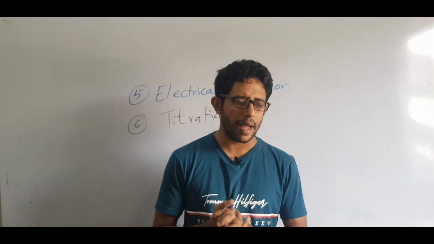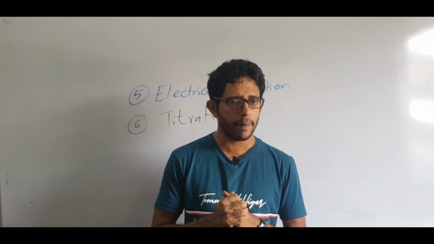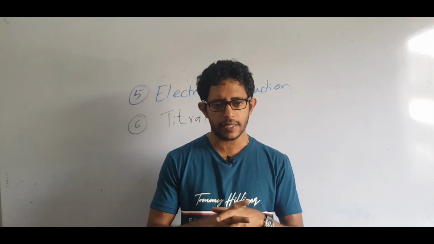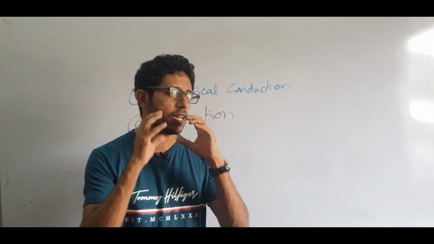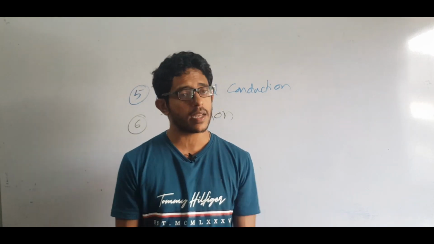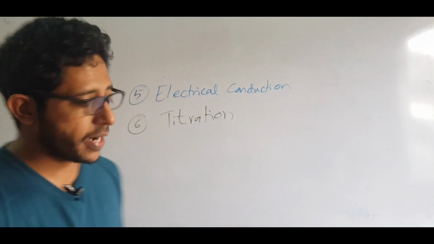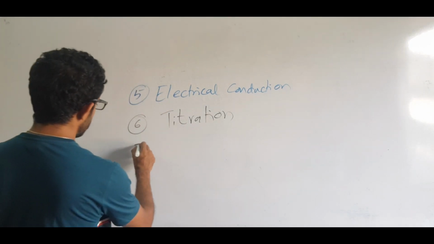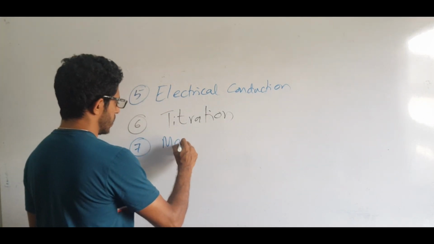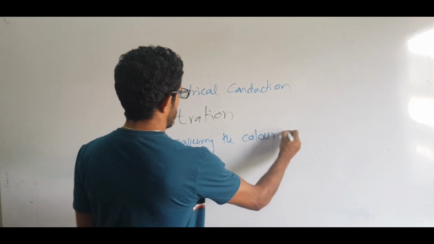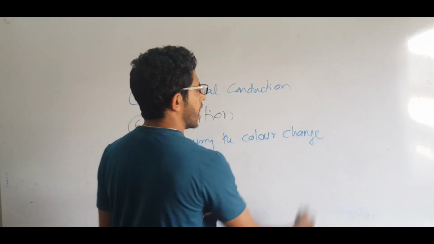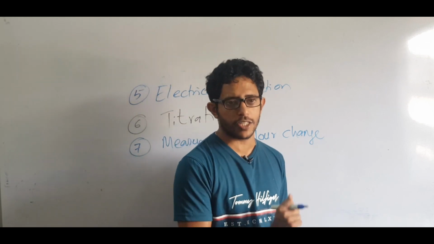Now, there are some other additional details you should remember in this part. One thing is, there are some methods where we measure the color intensity or the color change of the chemical reaction. We can write it as the 7th point, measuring color change. Actually, what we measure is the time taken to give a certain color change.